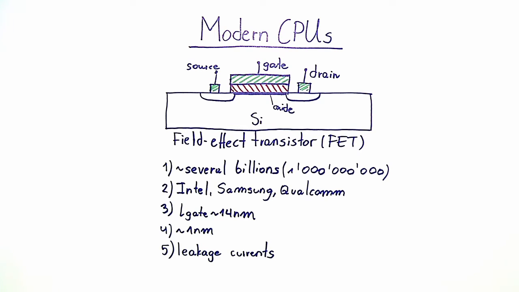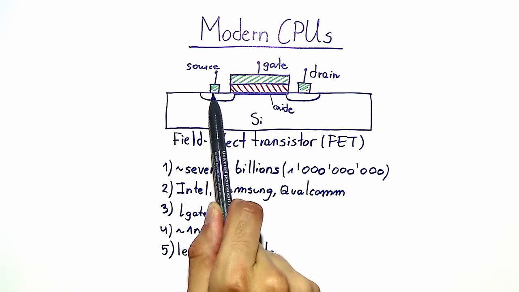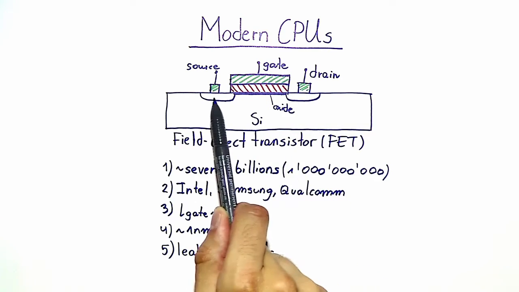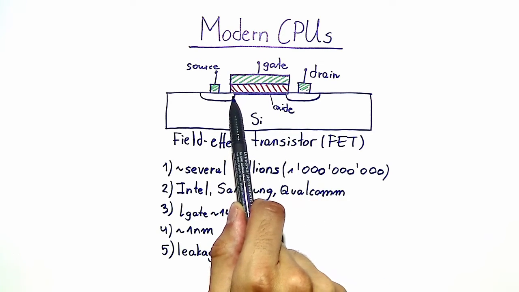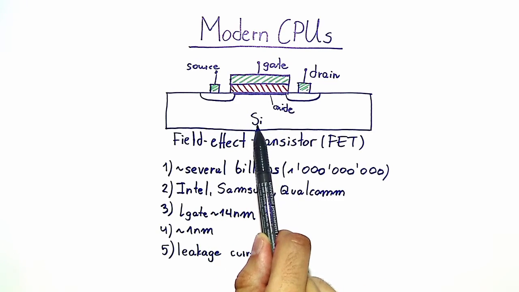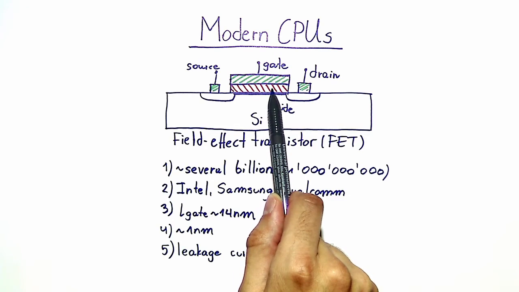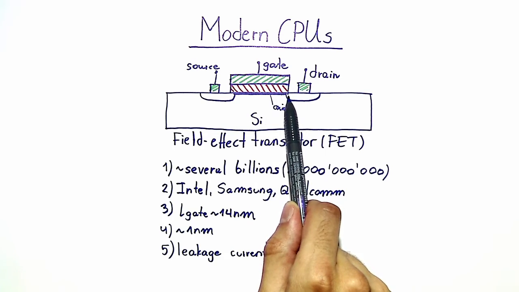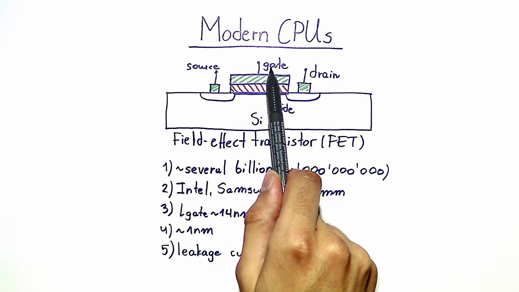Now, before we move on to the actual CPUs, let's take a look at the main component of a modern CPU, the field effect transistor, or FET for short. The FET is a three-terminal device consisting of source, gate, and drain contacts. Current flows from source to drain through a narrow channel at the interface between a semiconductor, say silicon, and oxide, say silicon oxide. This current can be controlled by the application of a voltage to the gate.